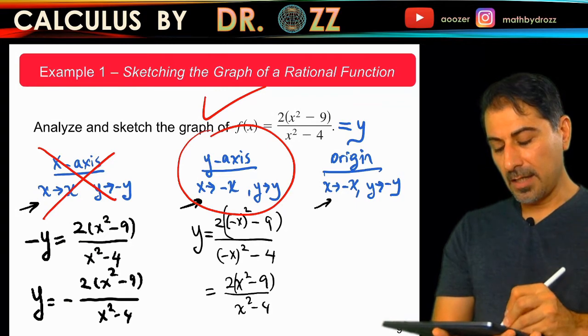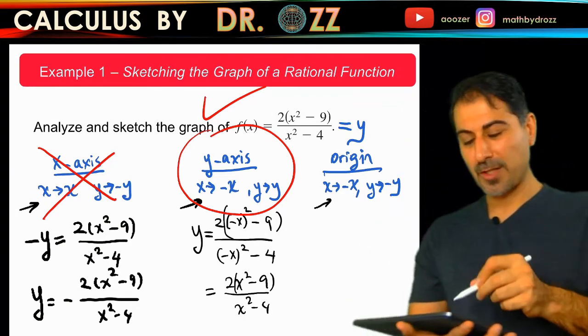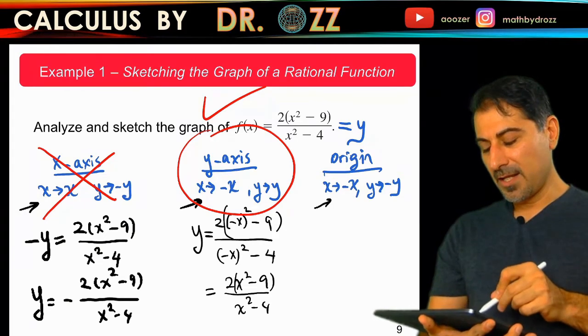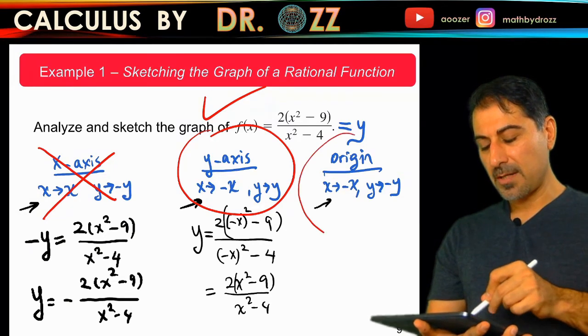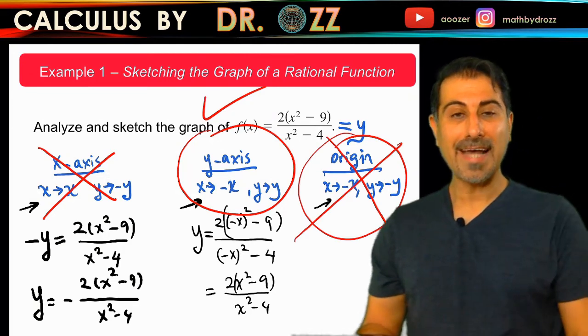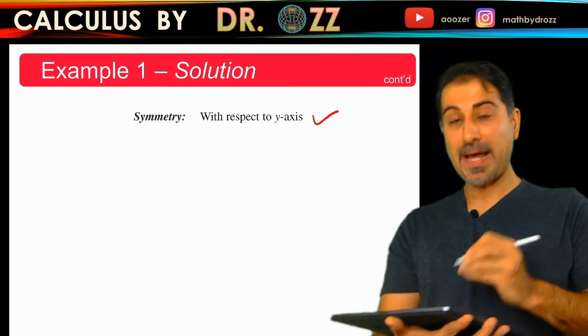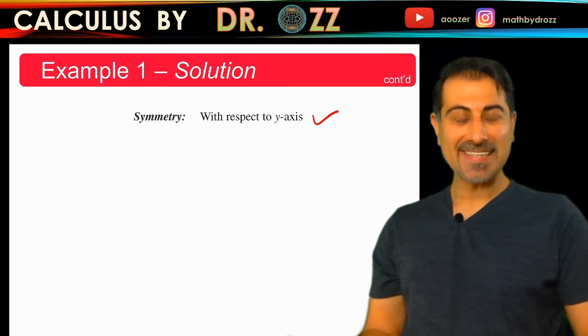And finally, for the origin, this is something that you should work on, and I'm just telling you that there is no symmetry about the origin. Please pause the video and check that by yourself, please. So in total, we have only the symmetry with respect to y-axis.